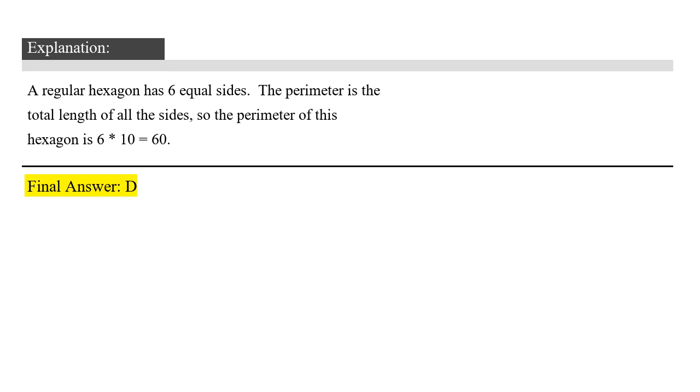A regular hexagon has 6 equal sides. The perimeter is the total length of all the sides, so the perimeter of this hexagon is 6 times 10 equals 60.